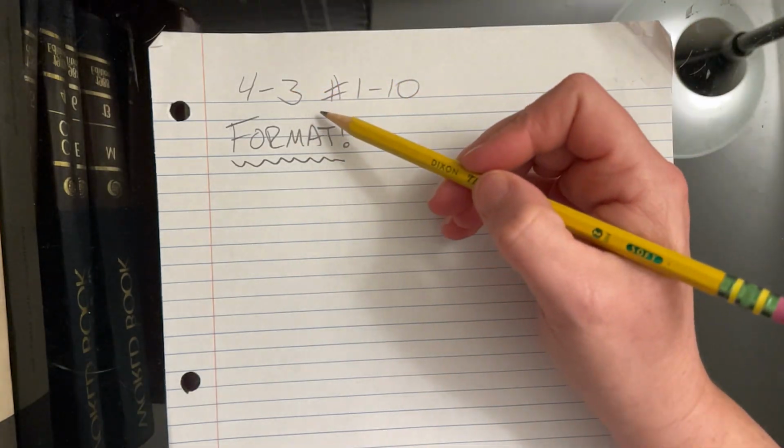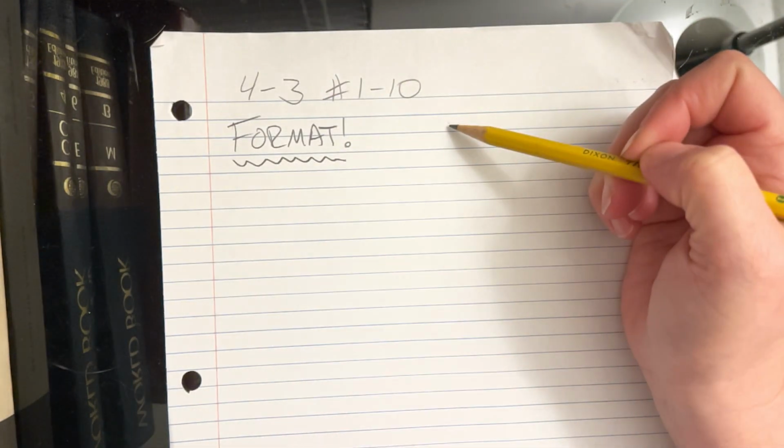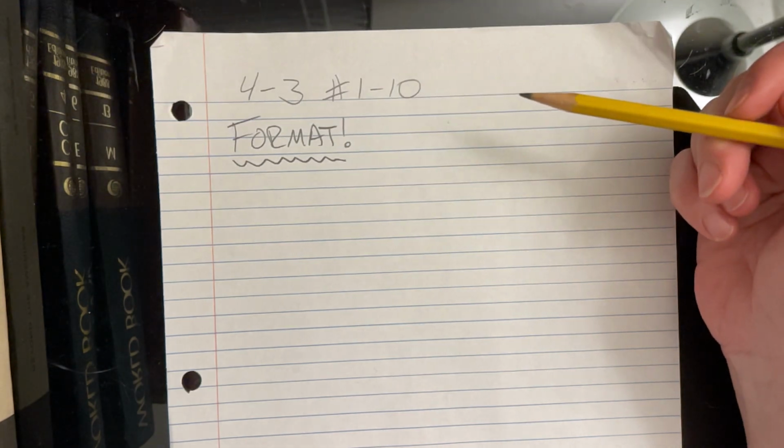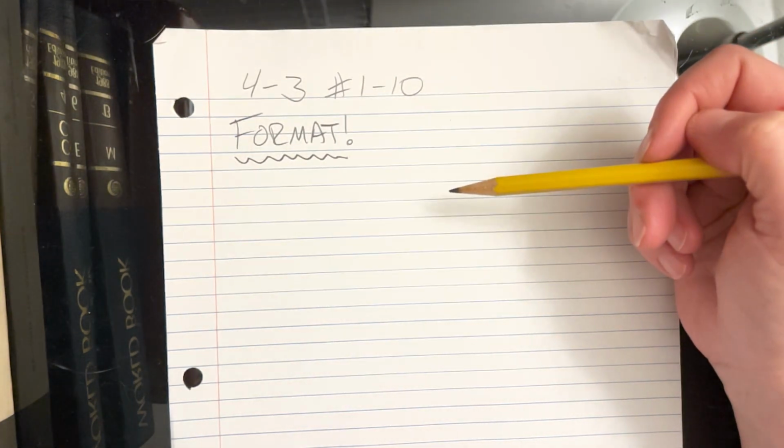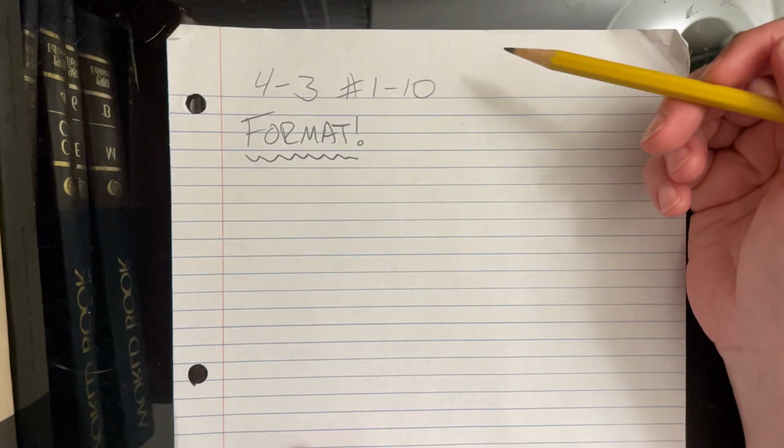Okay, here we go. 4-3. We're going to do 1 to 10 from the journal. I actually forgot to bring home my journal, so I'll be doing it on a blank piece of paper while looking at the Pearson online, just like I would expect you guys to do.